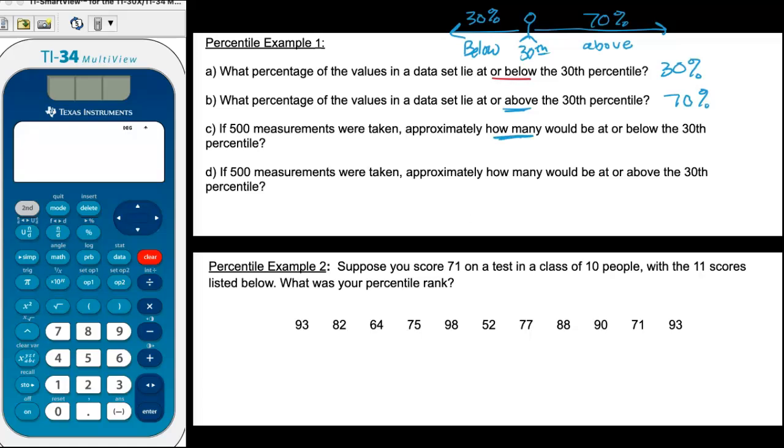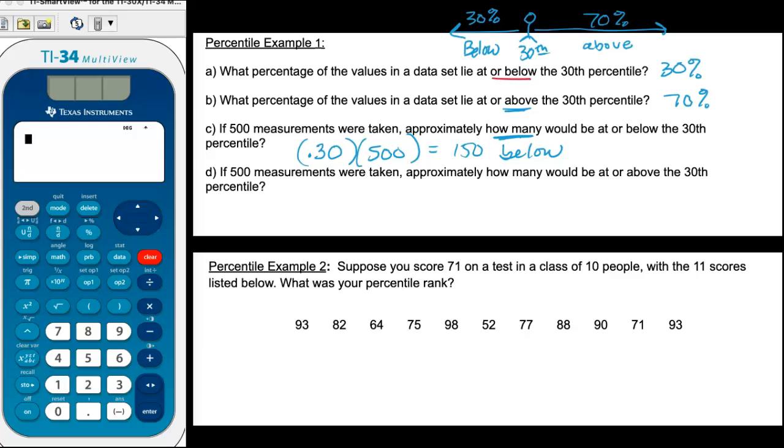If 500 measurements were taken, approximately how many, so we're not looking for a percentage, we're looking for how many would be at or below the 30th percentile. Well, if we know that 30th percentile means 30% are below, so we're just going to take 30% of 500. So 30% would be 0.30 as a decimal times 500. And if we multiply those, we get 150. So there'd be 150 below.